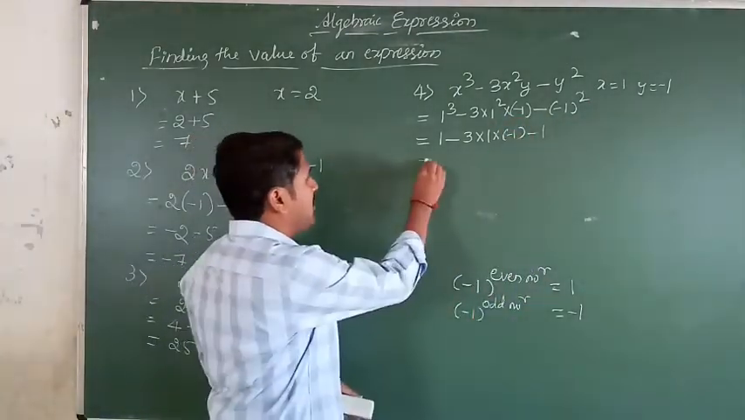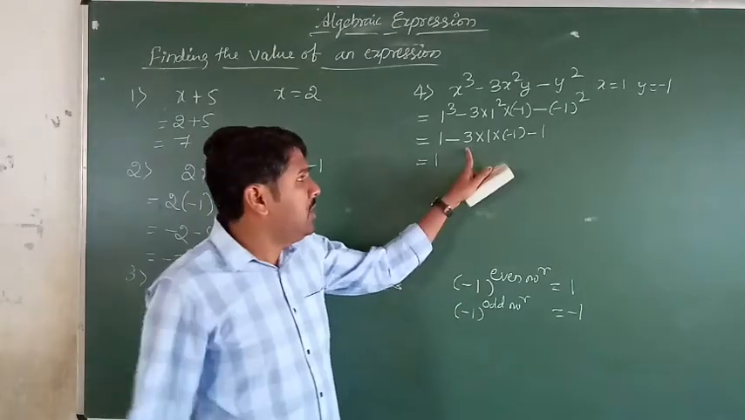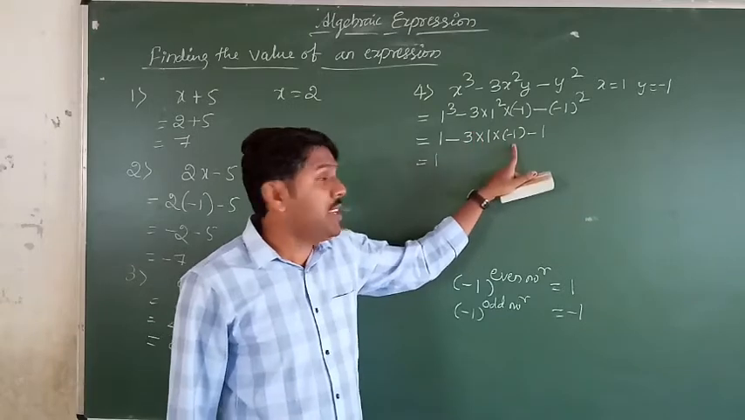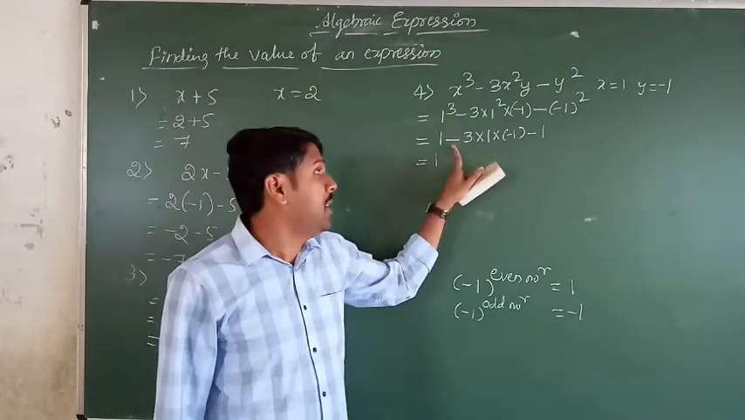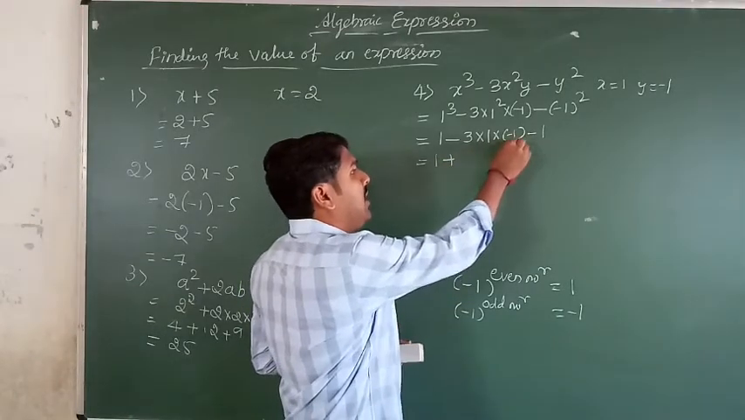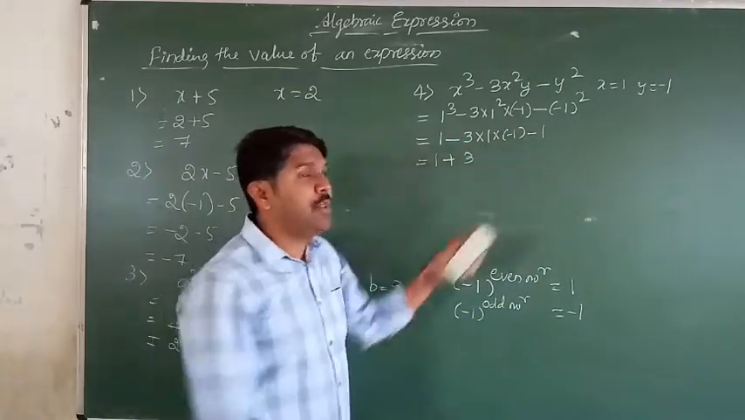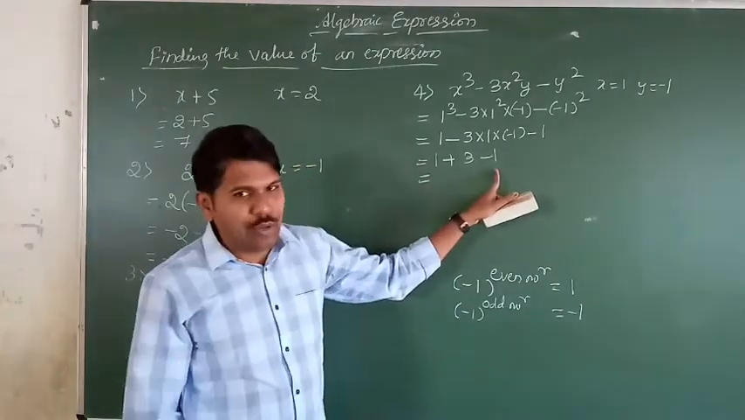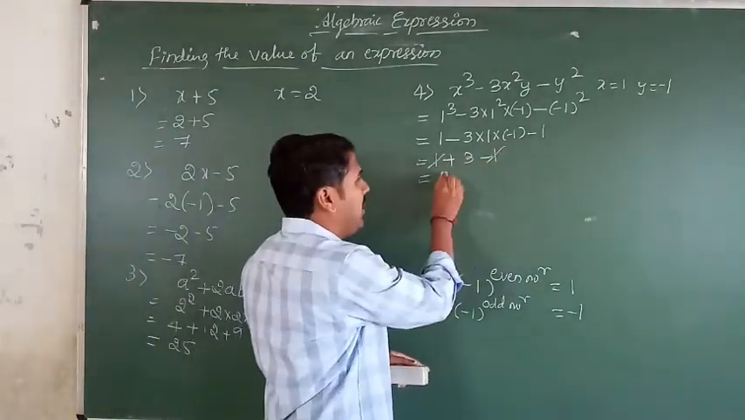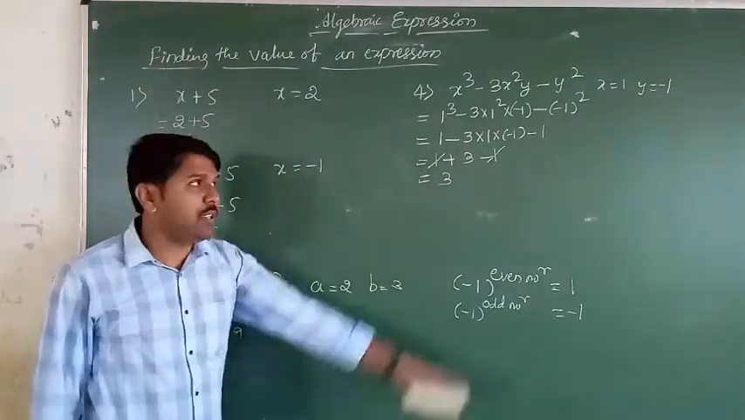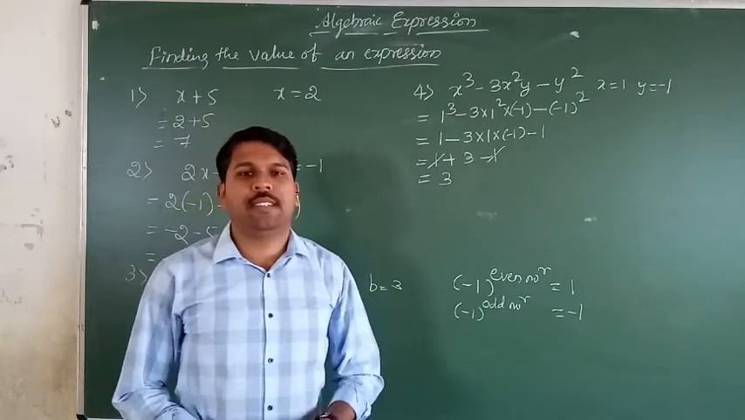So now solve this one. 3 into 1, 3. Again 1, 3. But here minus into minus, we have to multiply the signs. Minus into minus is plus, 3 into 1, 3. Again 3. Minus 1 as is. So 1 minus 1, 0. So it gets cancelled. The remaining number is 3. This is the way of finding the value of an expression whenever they give the values of variables.